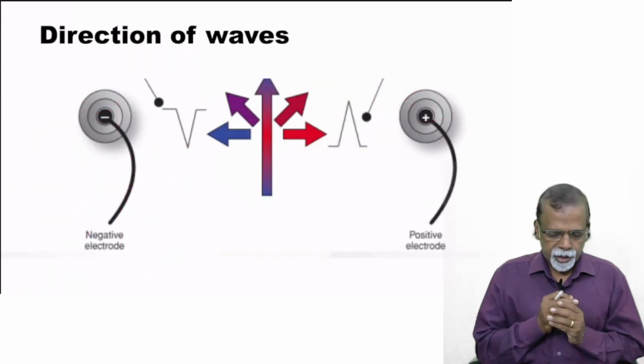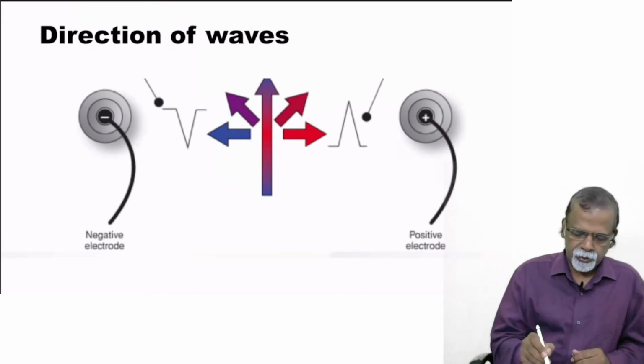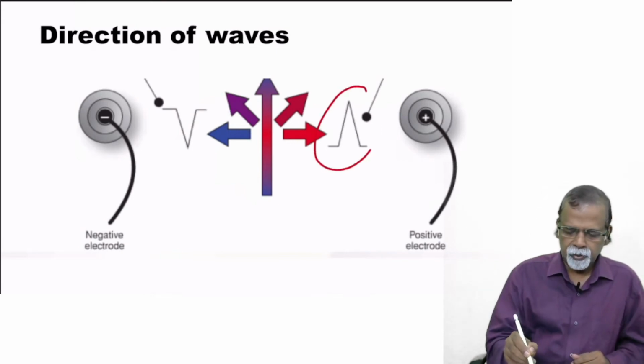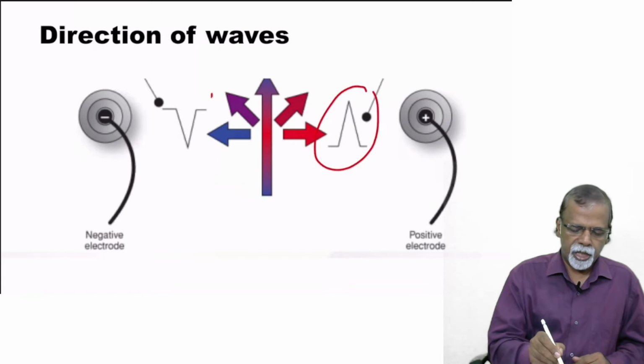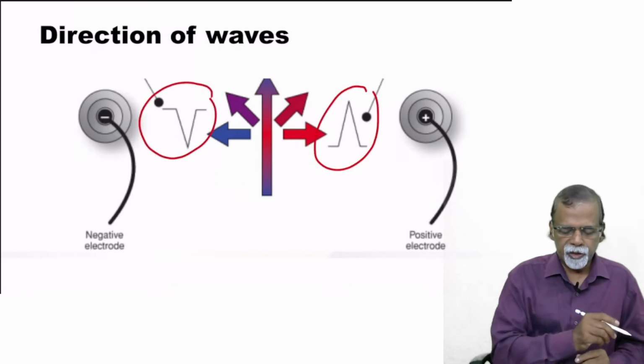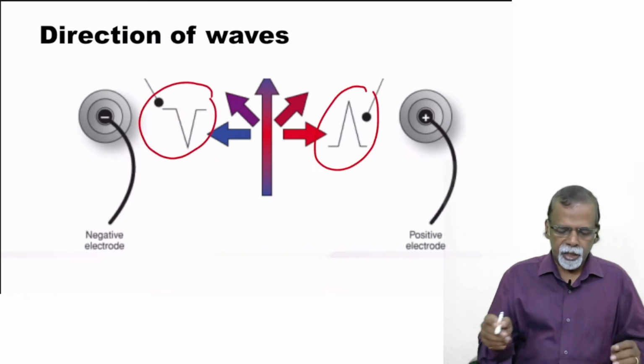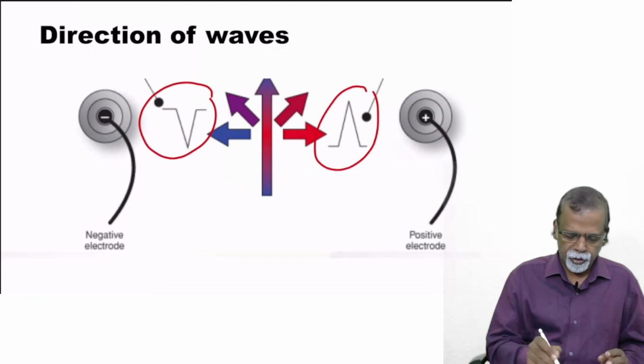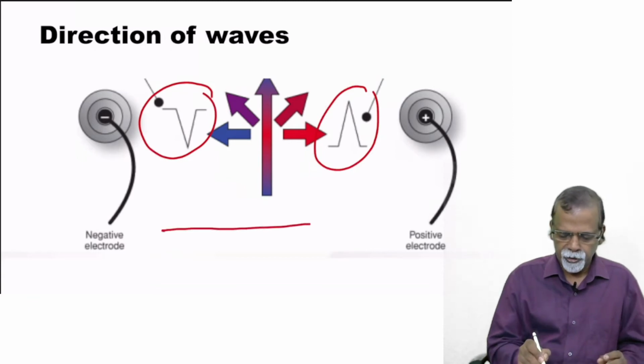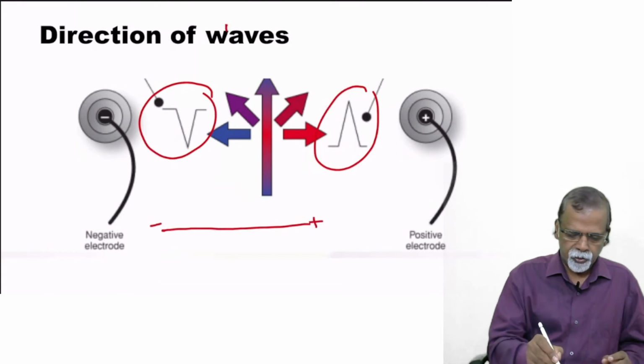This again we have discussed. When the current goes to the positive pole, this produces a positive deflection. When the current goes away, it produces a negative deflection. And if the current goes perpendicular, what will happen? Suppose this is lead 1, positive pole, this is negative. The current is going in this direction.